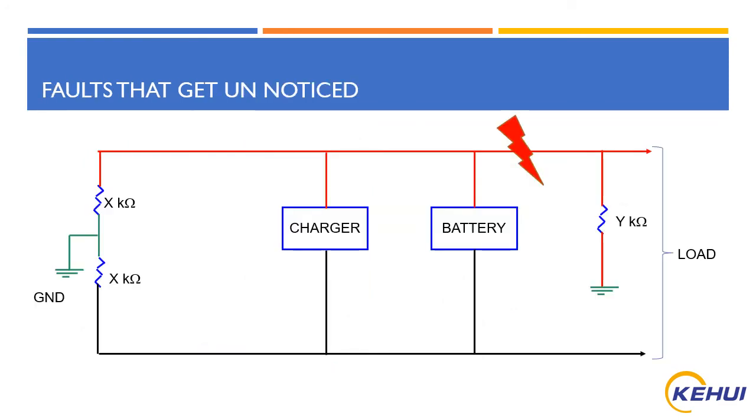So there are certain faults which are unnoticed, like when you have multiple faults. For example, you have a high resistive fault in positive polarity and a high resistive fault in negative polarity, which can in turn show the balancing voltage in the circuit, but these are not noticed until a low resistive fault occurs in other feeders.